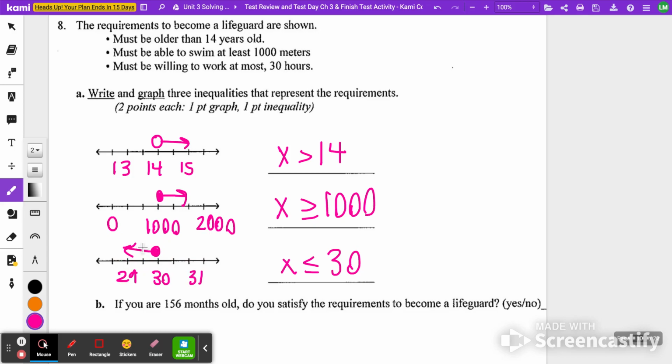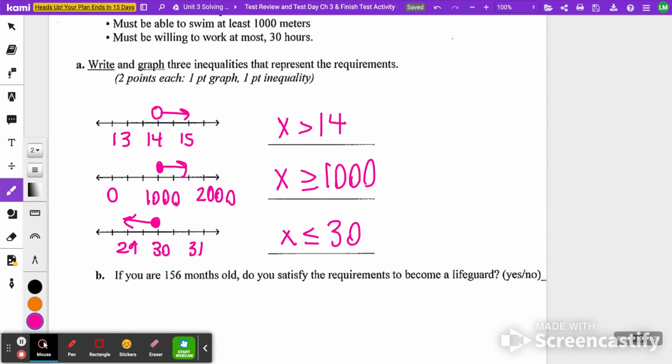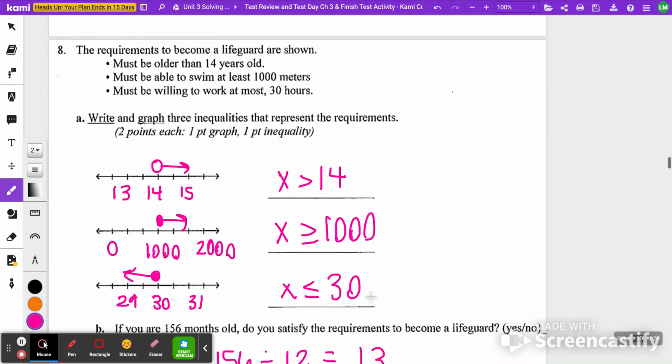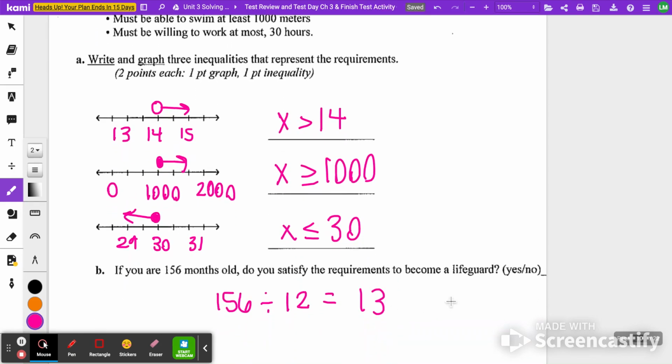If you are 156 months old, do you satisfy the requirements to become a lifeguard? Well, we know that 156 is the number of months, but I want to know how many years that is. So I'm going to divide 156 by 12. 156 divided by 12 is going to give me 13. And I have to be older than 14 years old, so the answer is no.